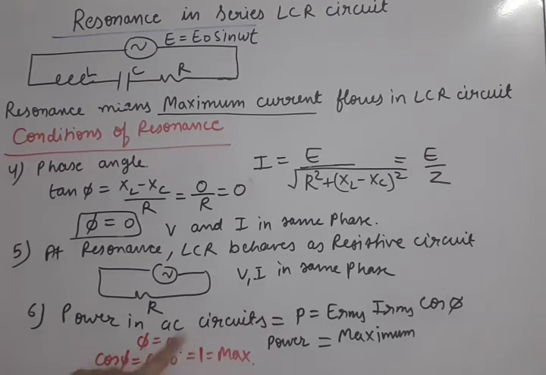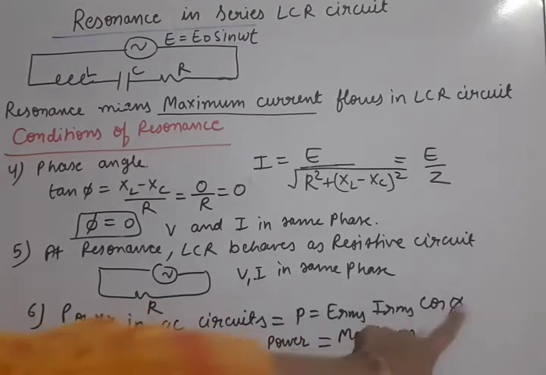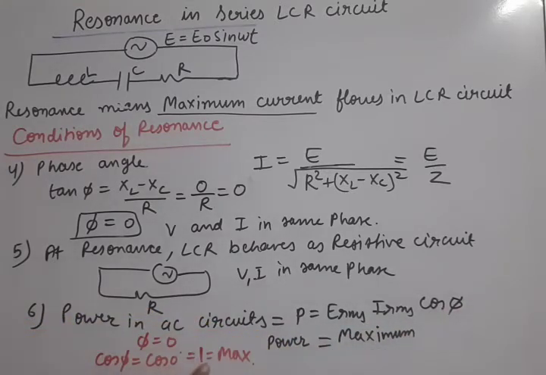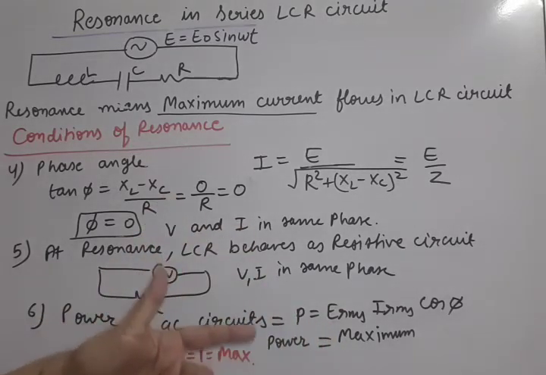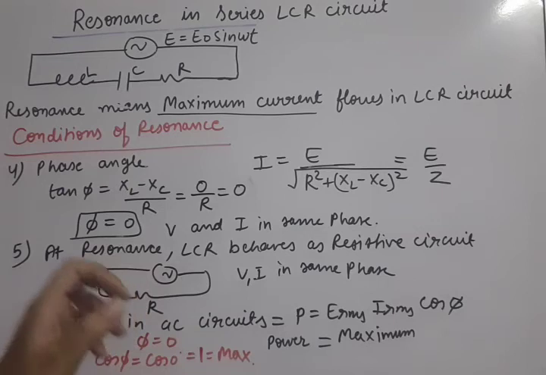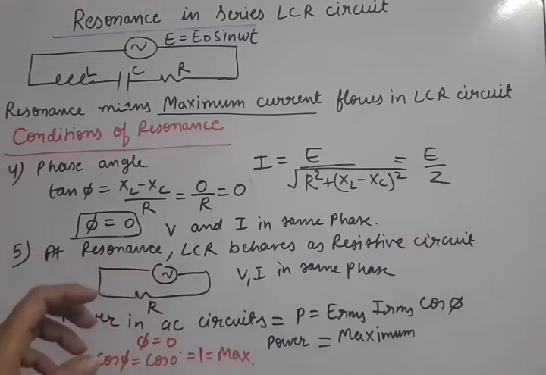Remember this point, and you can remember this reason. Since phi is 0, if I apply phi 0 in this cos phi term, cos 0 is 1, and 1 is the maximum. That means power is also maximum. So current is also maximum and power is also maximum in the resonance condition. Now we are moving to the graph between current and frequency.